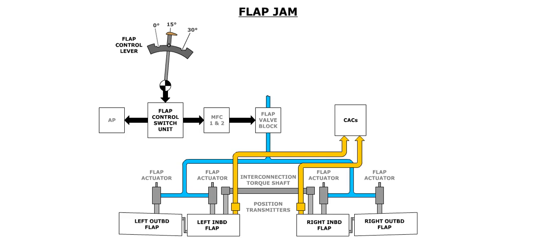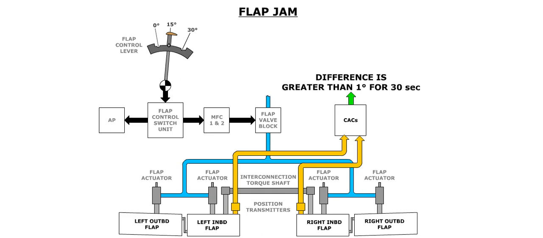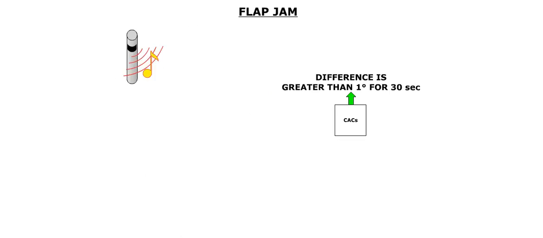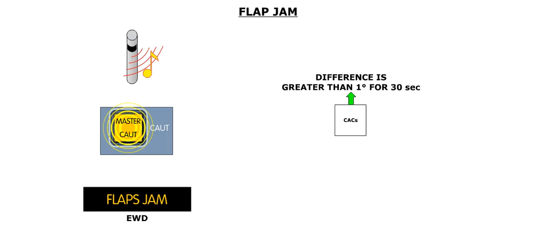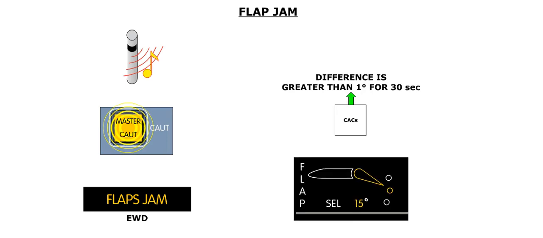A flap jam occurs when the flaps do not reach the commanded position. The CACs compare the average of the left and right flap panel positions to the selected position. If the difference is greater than 1 degree for more than 30 seconds, a single chime sounds. The master caution lights flash. An amber flaps jam message appears on the EWD. And the flap position icon is displayed in amber.